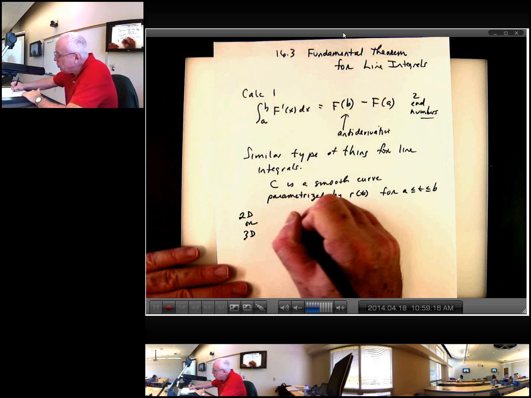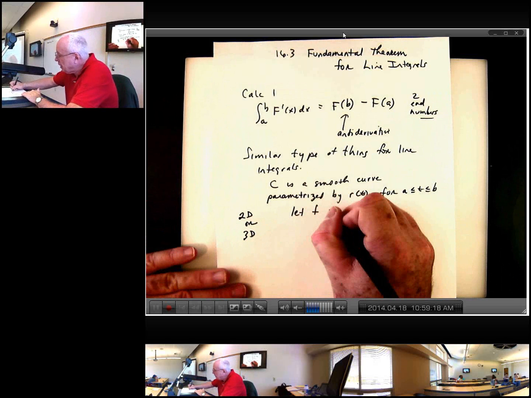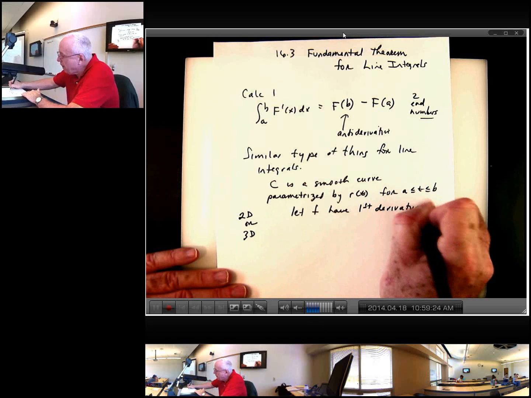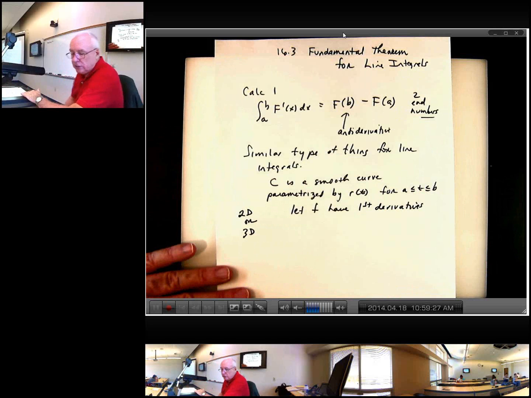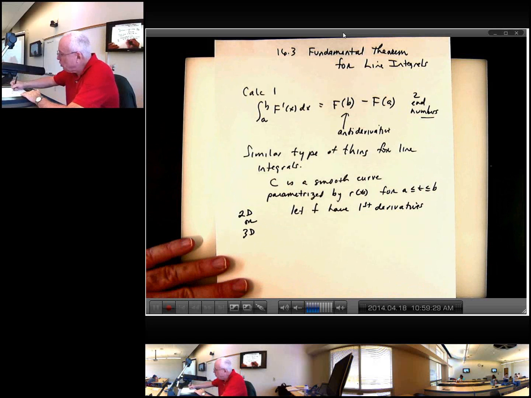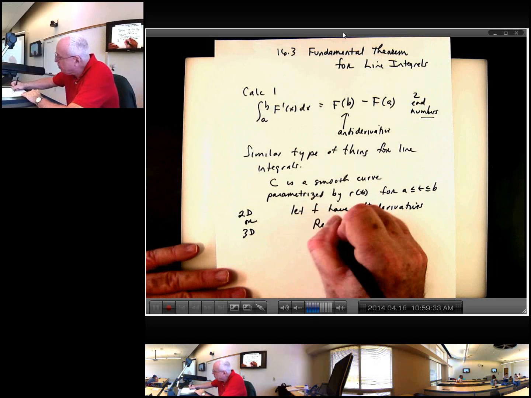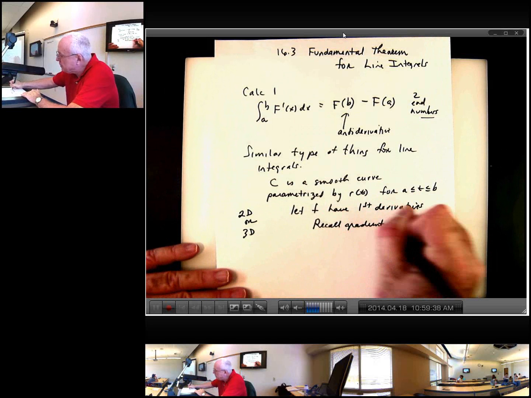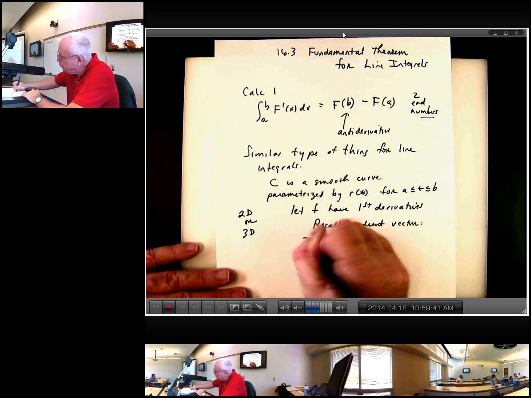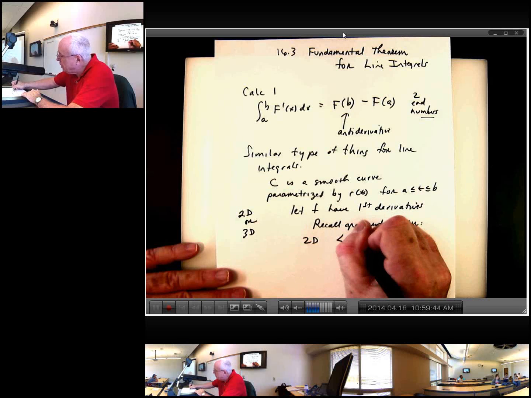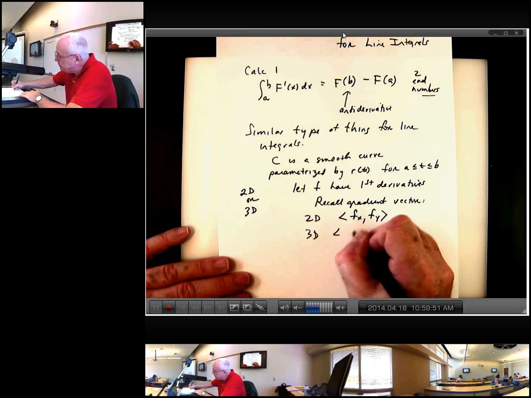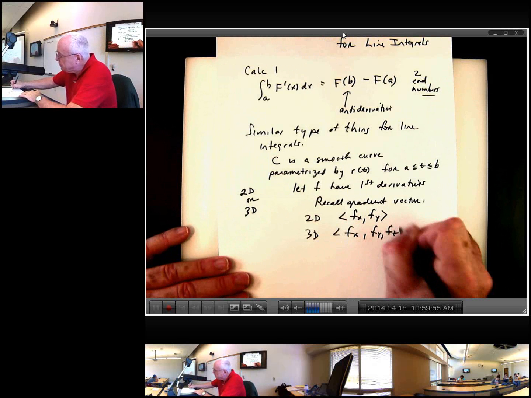Okay, so let a little f have first derivatives. All right, so we're able to calculate its derivative. And so recall the gradient vector. For 2 dimensions, the gradient vector is f with respect to x, comma, f with respect to y. In 3 dimensions, it's f with respect to x, f with respect to y, f with respect to z. It's a vector.